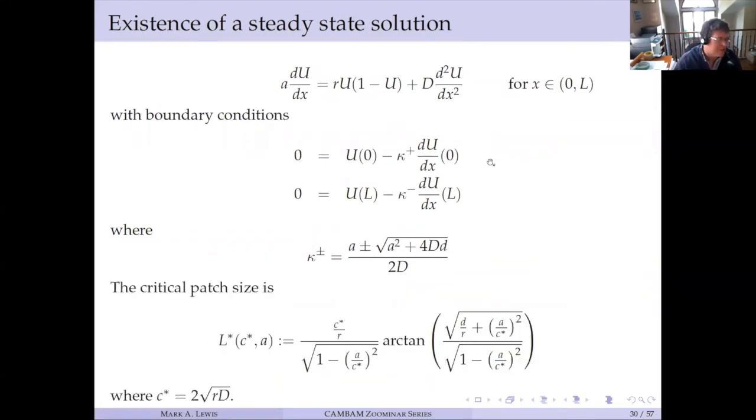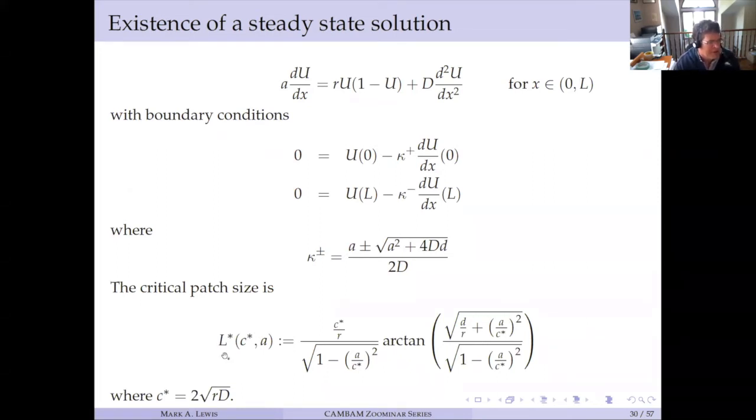And it turns out it's possible to compute the solution to this problem exactly. It's kind of a nice problem, a critical patch size problem with slightly exotic boundary conditions. That would be something a mathematical ecology graduate course, or an upper level undergraduate course, might do. And so one can work out the critical patch size here.